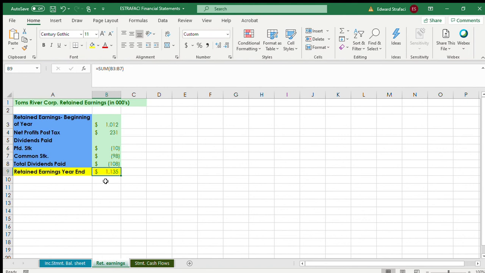And hopefully that's another good introduction into how these statements work. The next one will be the statement of cash flows, and then we're going to go over some technical stuff in terms of your obligations when filing financial statements.